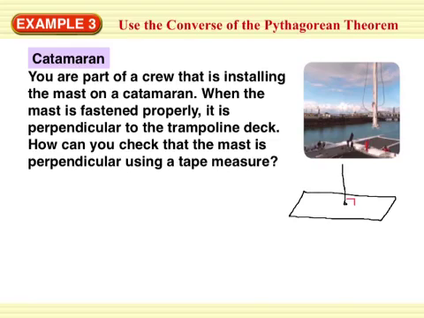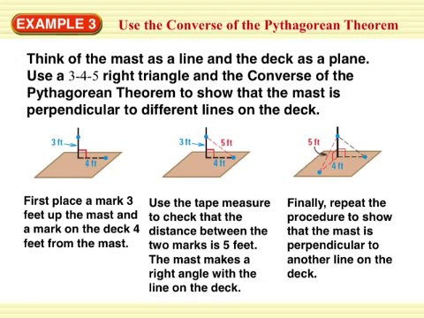Okay, think about it. How do you make sure it's perpendicular? Think of the mast as a line and the deck as a plane. Use the 3, 4, 5 right triangle and the converse of the Pythagorean theorem to show the mast is perpendicular to different lines on the deck.